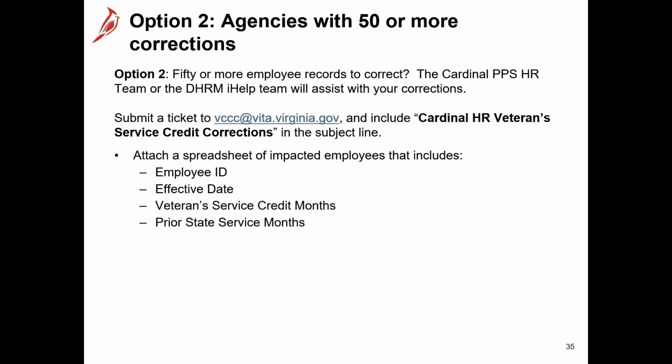You must attach a spreadsheet of impacted employees. We don't have that information. You've got to give that to us. And you must include an employee ID, an effective date, veteran service credit months, and prior state service months, so that we can help you get this information in the system quickly.